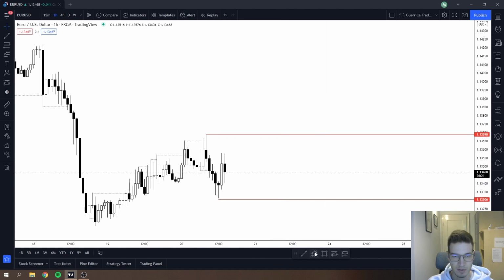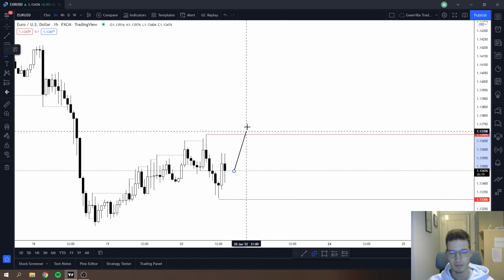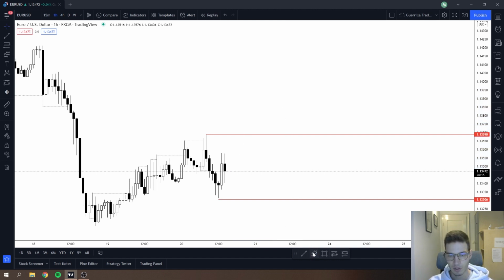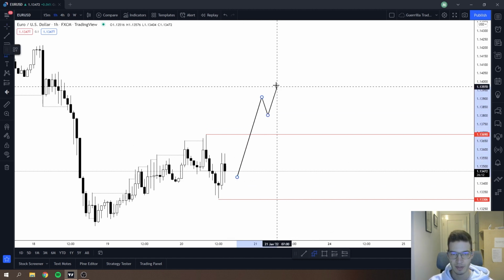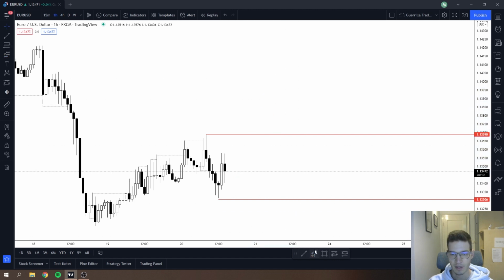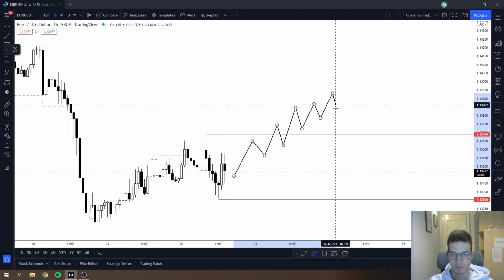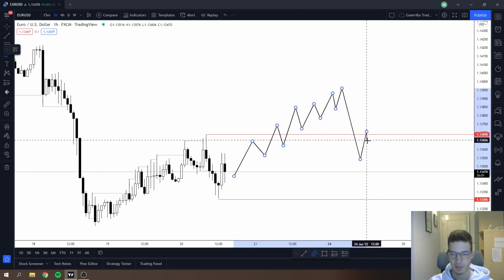What I would like to now see is a nice big impulse to the upside. Then I would look for a trade, or I would like to see an impulse, pullback, break and a retest. We can get an ascending structure. Then I would look for an impulse to the downside, look for a trade.